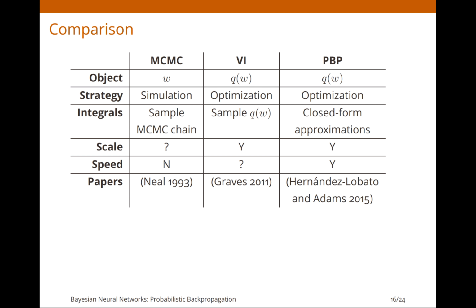And so MCMC probably is not going to work very well at scale, so a really deep network, lots and lots of data, and the speed is going to not work at all. Versus probabilistic backpropagation, yes, we've made a lot of approximations along the way, but it's going to work for a lot of data, and it's going to work quickly.